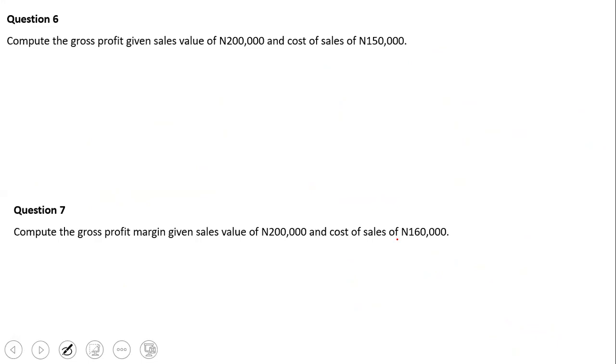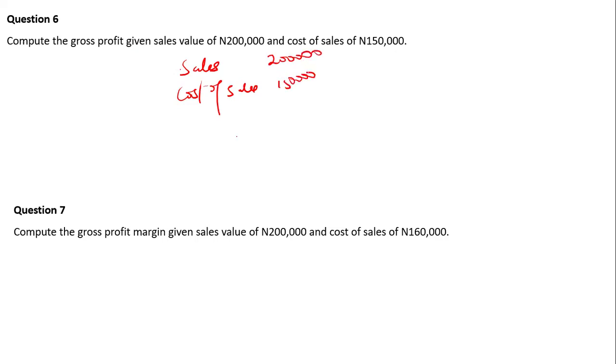Compute gross profit given the sales value. Remember this, we did that when we were starting. What is gross profit? Gross profit is the difference between sales and cost of sales. What is our sales? Sales is 200. Cost of sales is 150. So the difference between these is called gross profit.